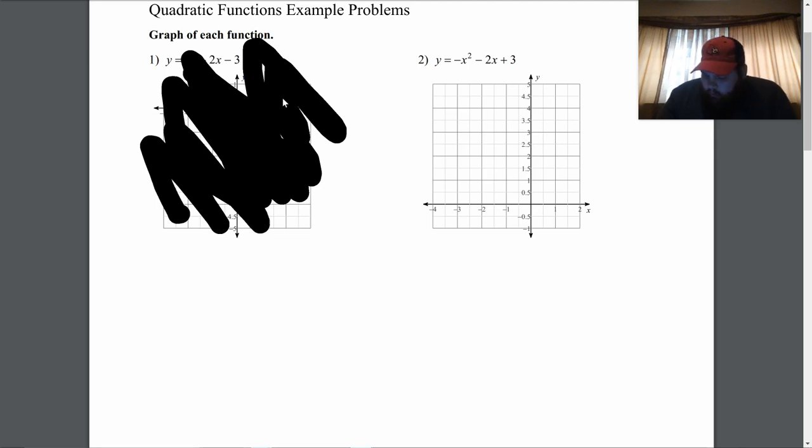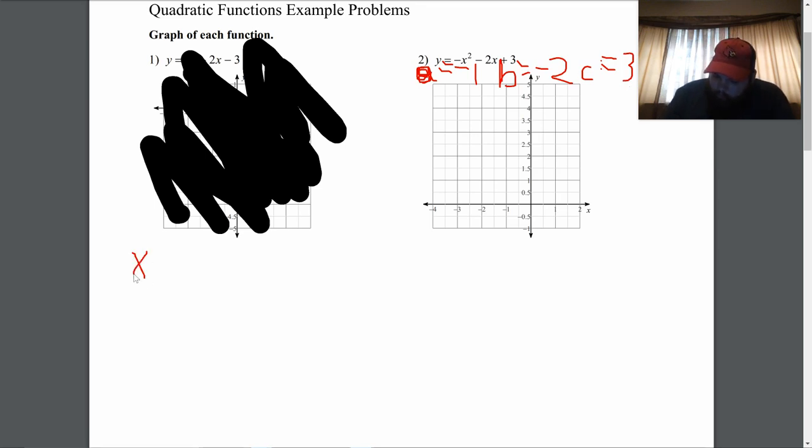Okay, first thing I'm going to do is figure out what my a, b, and c are. So I'm going to look up here. A, in this case, is just a negative x squared. So there's really a 1 in there, we just don't see it. So it's really negative 1. B, just like our last one, is negative 2. And c is 3.